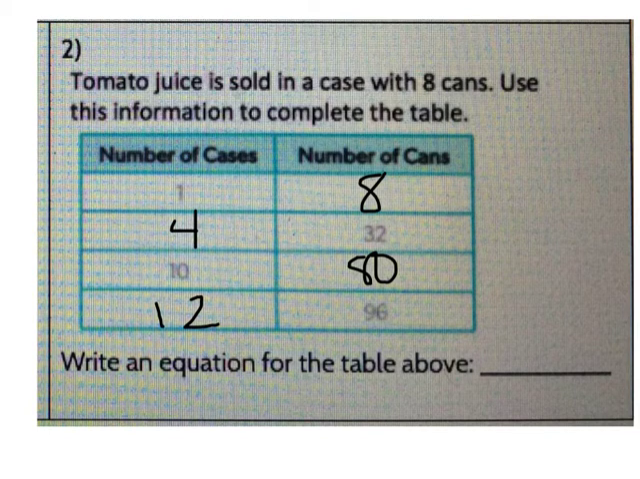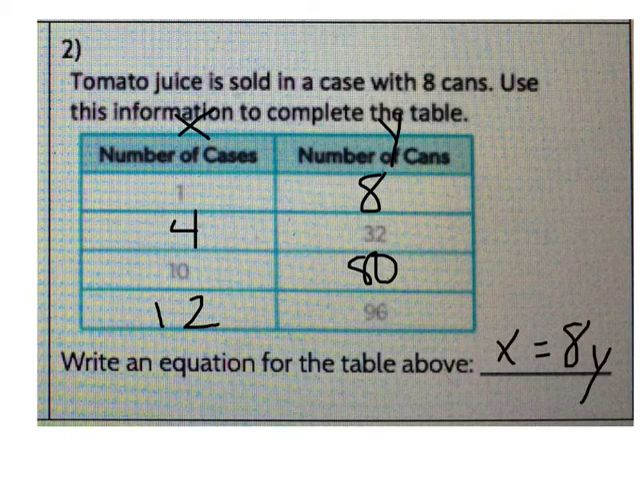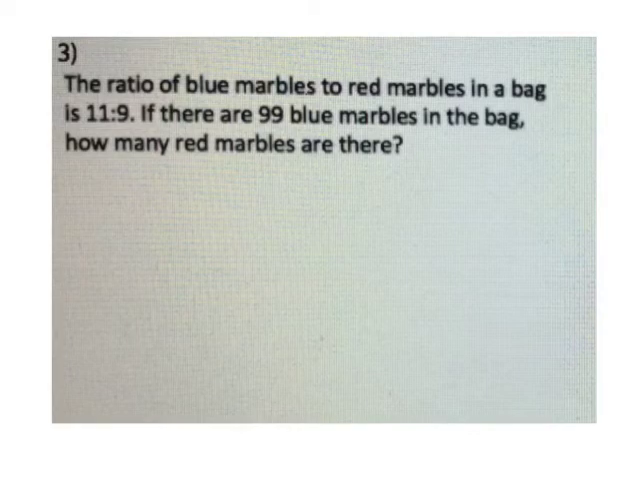Using this information, what equation can we write for the table? Reminder that the number of cases will be your independent or your x variable, and the number of cans would be your y variable or your dependent variable. Check your work here. This is your first problem to try completely on your own. If you're confused, go back to your work for question 1.